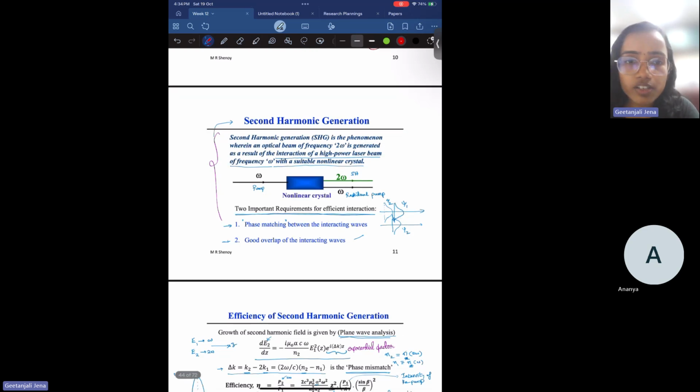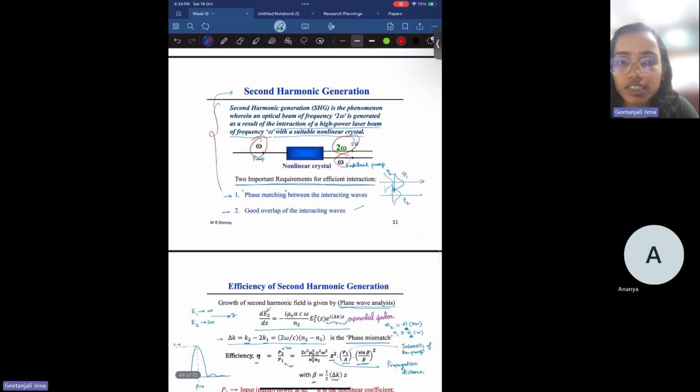So for the crystal where we see second harmonic generation, when you put a pump of frequency omega, you will see a response around 2 omega as well as some remaining part of the pump in the output. And the conditions required for efficient second harmonic generation are, first, the phase matching condition between the interacting waves, and second, good overlap between the interacting waves.